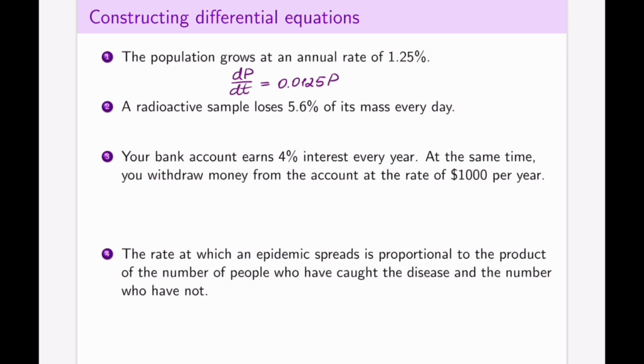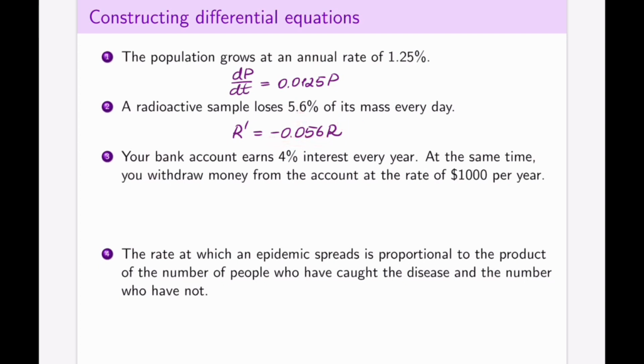The next one, radioactive sample loses 5.6% of its mass every day. So in terms of the differential equation, that means that I have a negative proportionality constant of minus 0.056. And the corresponding differential equation then is going to be minus 0.056 of R, right? Again, recall that this is saying that the rate at which the material decays is negatively proportional with this constant to the amount of material still present.